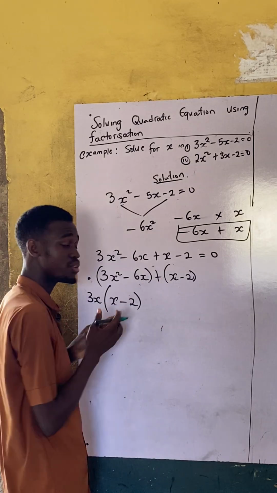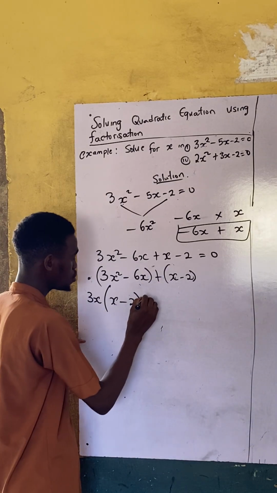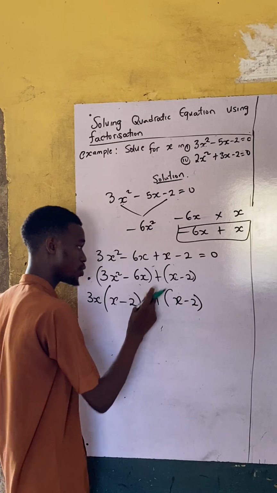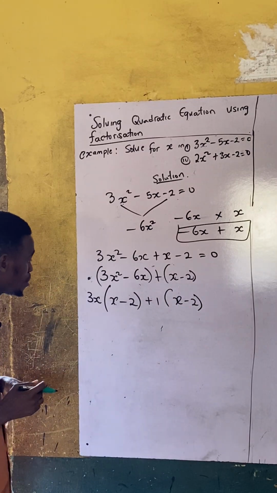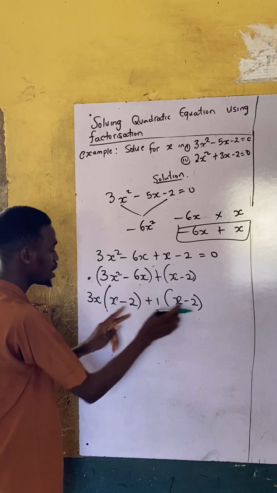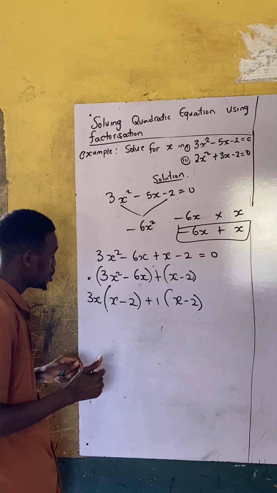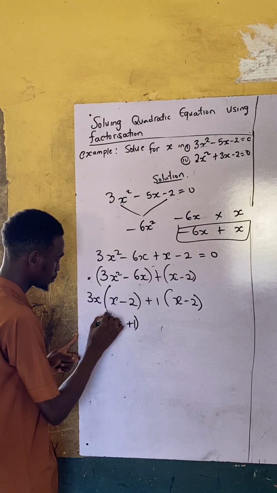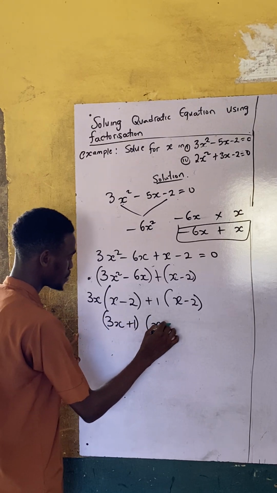You can see this doesn't have a common factor. So this will be plus 1 in a bracket, x minus 2, because this doesn't have a common factor. Now, we can see that x minus 2 is a common factor here. So we can simply write 3x plus 1 in a bracket, x minus 2.